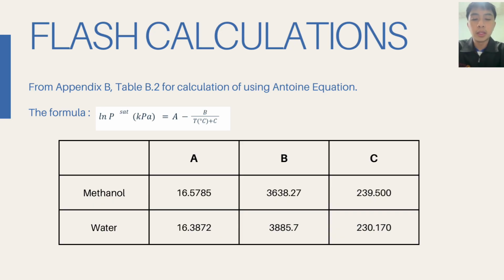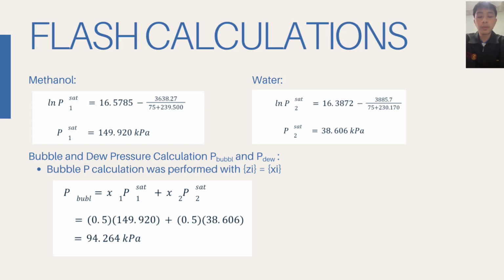For the calculation part, first we need to find P sat. To find P sat, we need to use the Antoine equation. This is the formula for the Antoine equation, and this is the data we need to use for it. This data we got from Appendix B, Table B.2. This is the calculation for P sat methanol and P sat water. P sat methanol we got 149 kPa, and P sat water we got 38 kPa.